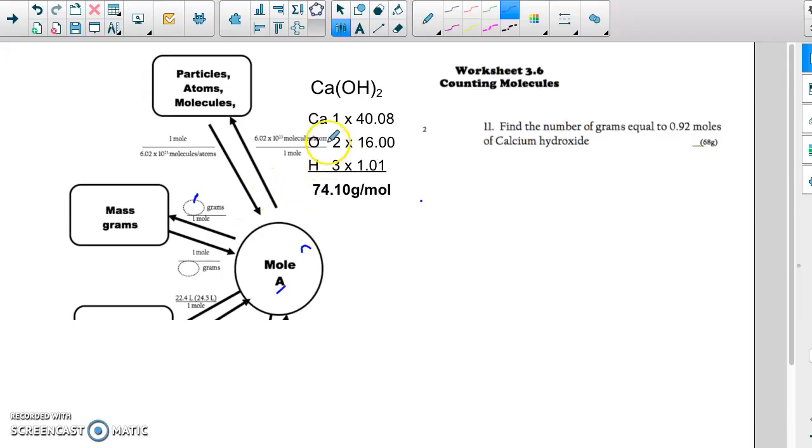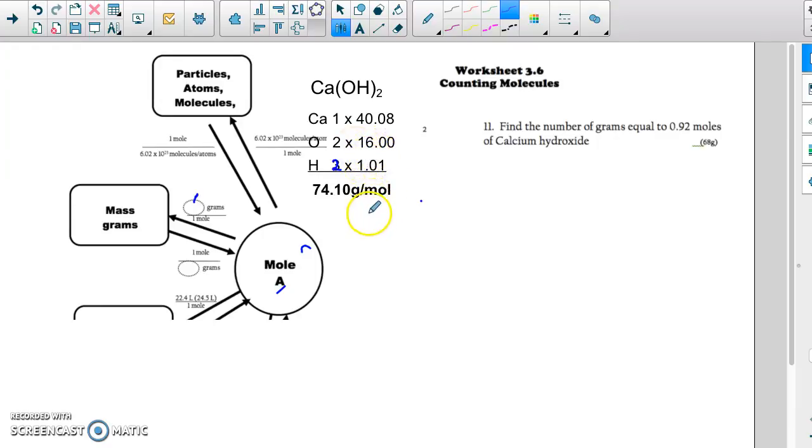So I've already done that. So in the question, it's calcium hydroxide. So there's one calcium. The molar mass on the periodic table is 40.08. Oxygen, there's two of them, and the molar mass is 16. And then, oh, that's an error. There are two hydrogens, which are each molar mass of 1.01.